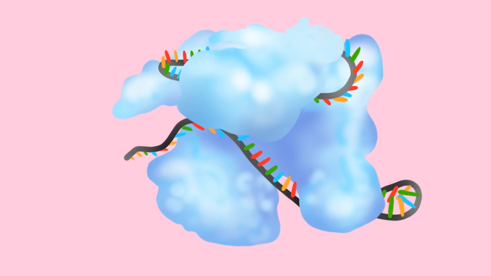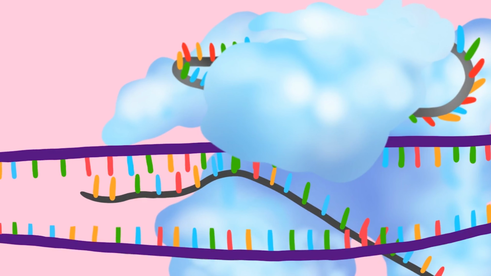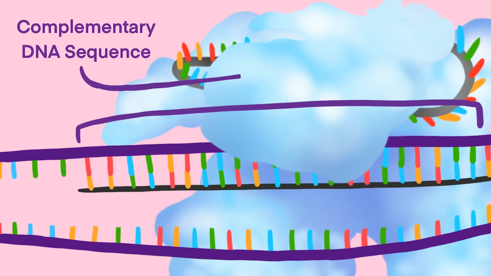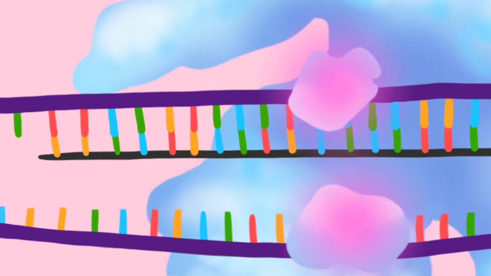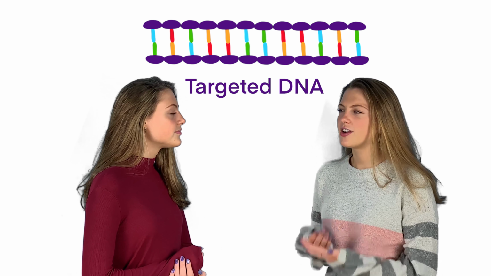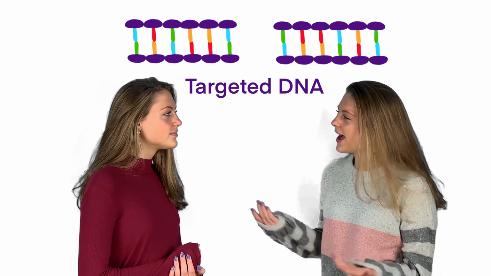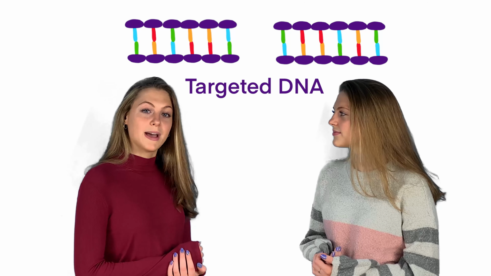The complex binds to the DNA, and Cas unwinds the double helix, scanning the sequence, comparing it to the guide RNA. When the complementary DNA sequence is found, the two nuclease domains of Cas each make a cut, resulting in a double-strand break. Okay, so the targeted DNA has been cut. Now what happens? Cells will automatically attempt to repair the break by two different mechanisms.